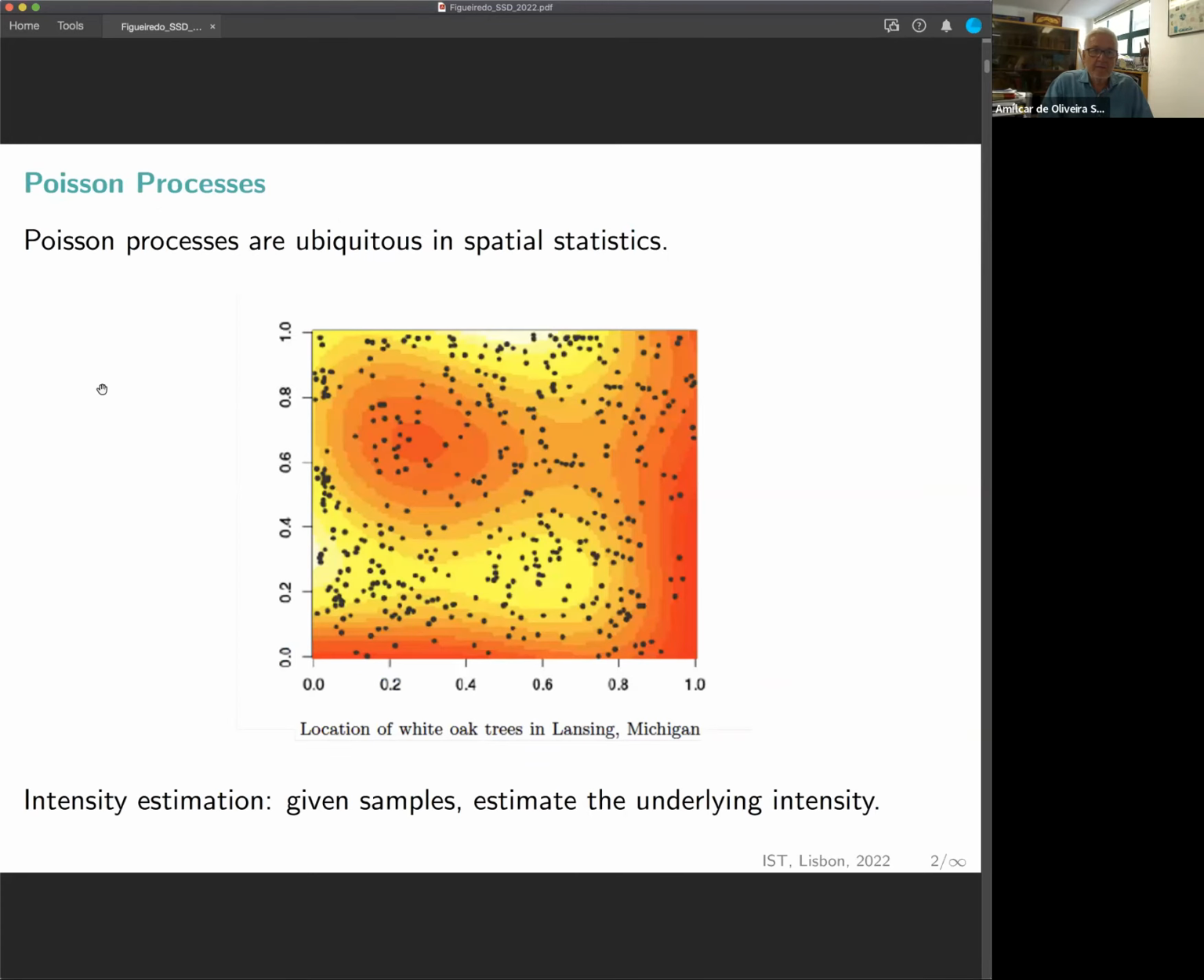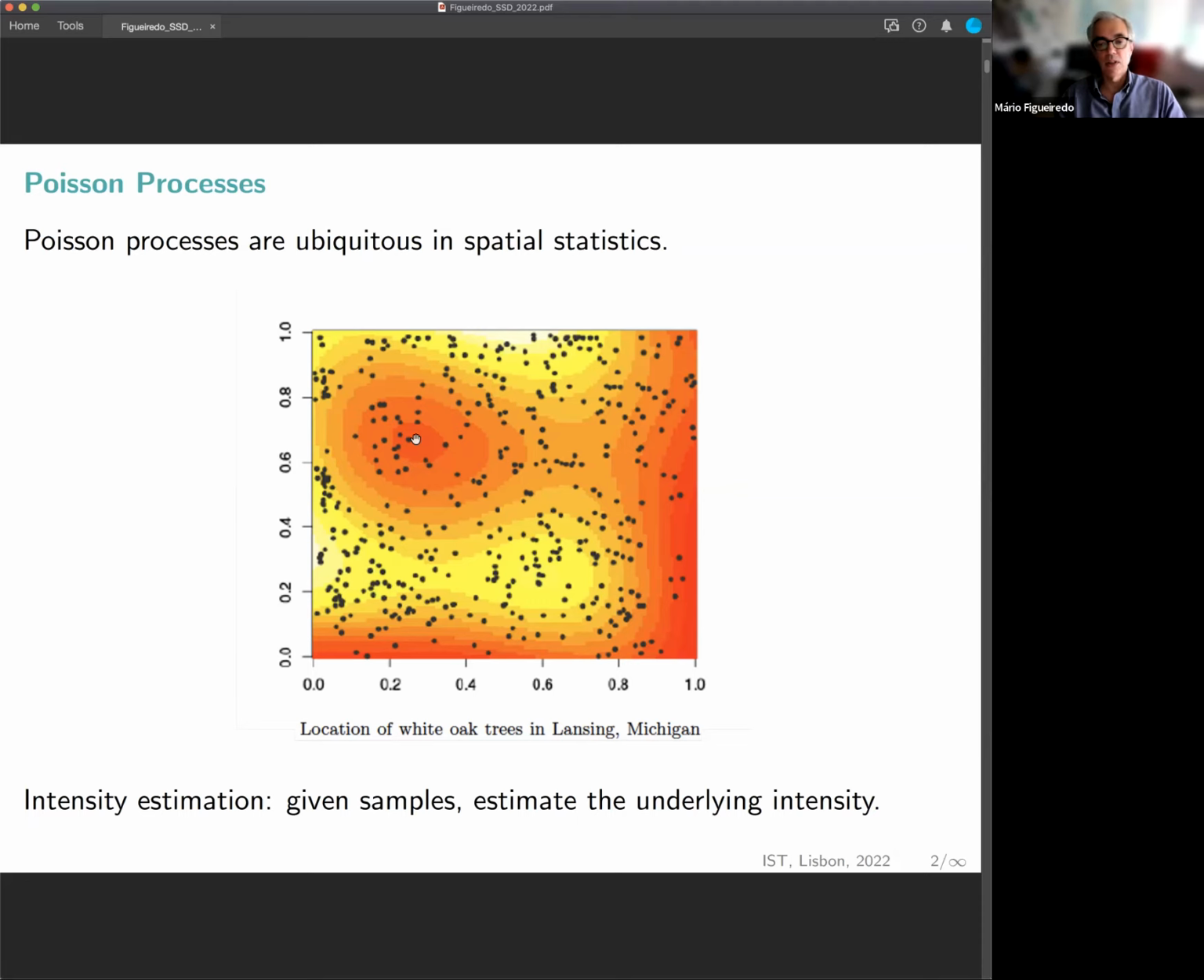So just to justify why I'm here at a Spatial Data Science seminar: of course, as you probably know even better than me, Poisson processes are ubiquitous in spatial statistics. This is an example I stole from the web. It is a Poisson process that describes the location of some white oak trees somewhere in Michigan. A Poisson process is a collection of events, in the spatial case in space. And there's an underlying intensity that controls the occurrence of these events.